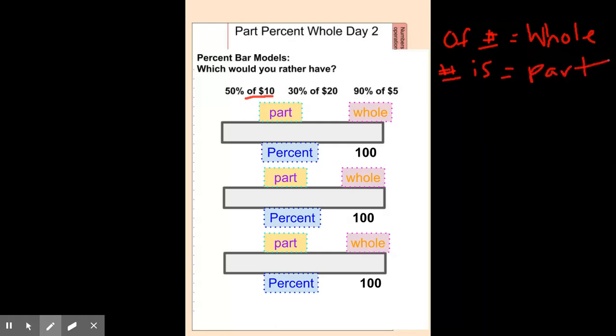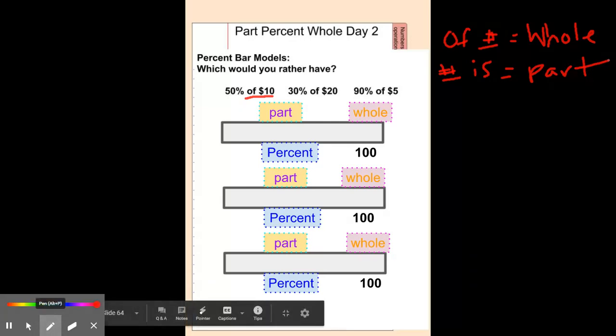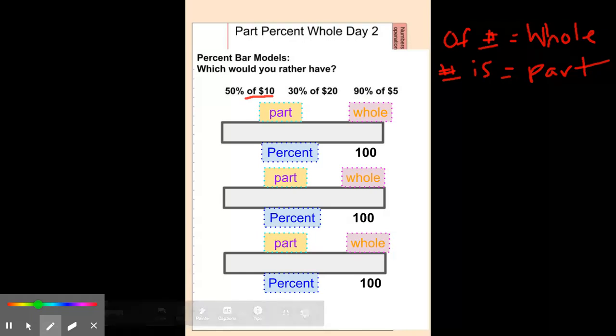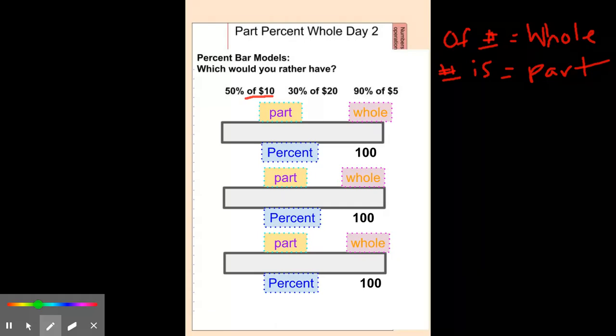Okay, I think that will help with some of the confusion you guys were having. I think a lot of it was coming from those keywords and knowing what they meant. So it says, which would you rather have: 50% of $10, 30% of $20, or 90% of $5? We're going to figure out what each one of these is. They all say "of," so that means that dollar amount is our whole and we're trying to find the part in all of them.